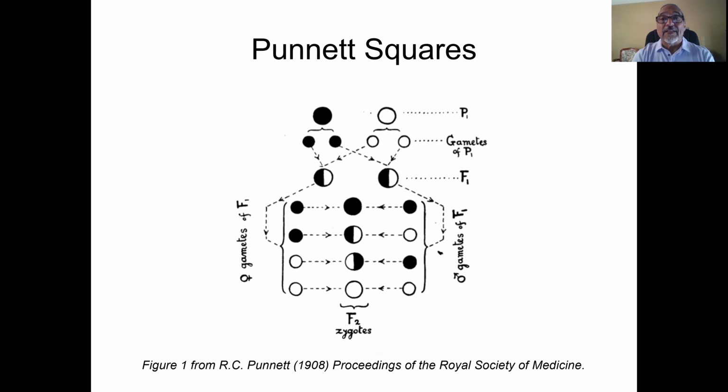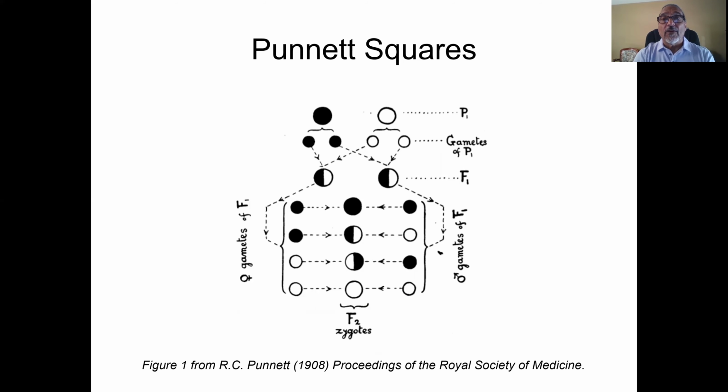So notice that at the top, we've got a black filled-in circle and a white circle, and those are annotated as P1. Those are the parental lines or the parents. Notice that the gametes of the parents, the black filled-in circle has both black gametes and the white filled-in circle has both white gametes. This indicates that those parents are pure line, that is, they are homozygous for that particular trait.